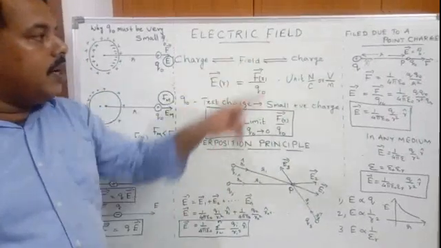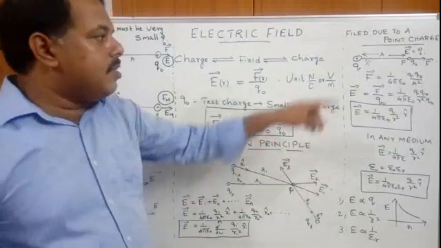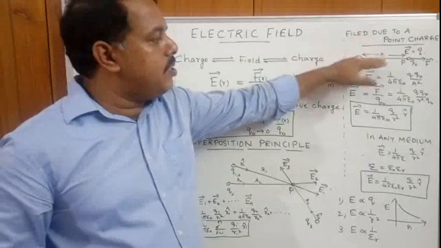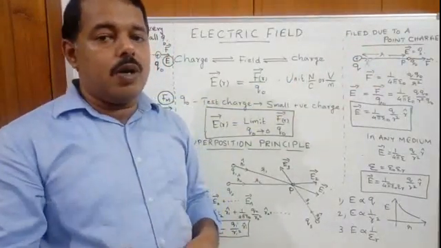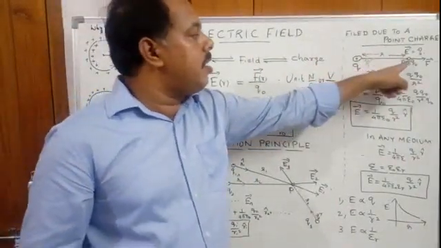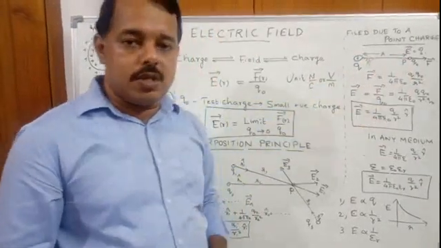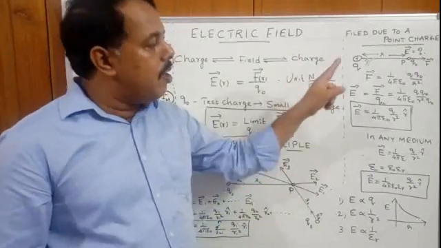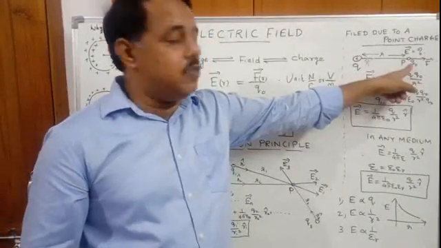Now we are going to study what is the electric field due to a point charge. Let us take a point charge Q. This point charge creates a space around it where its effect can be felt, and that space is called electric field. Now I want to measure the intensity of electric field at this point P at a distance R from this source charge. So in order to find the intensity of electric field, I have to place a test charge Q0 over there, a very small positive charge.